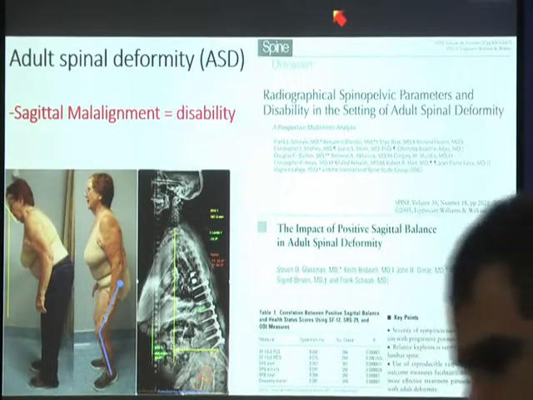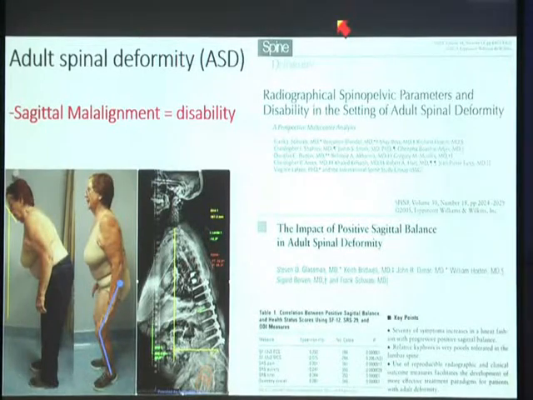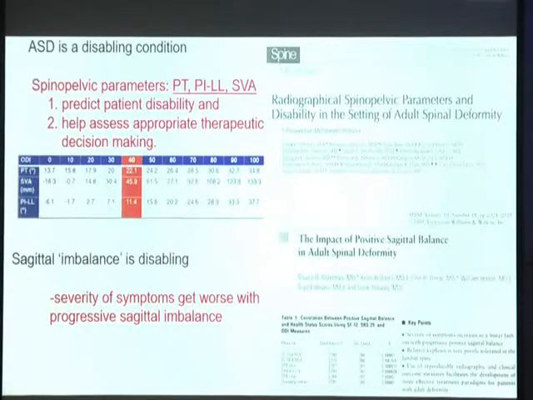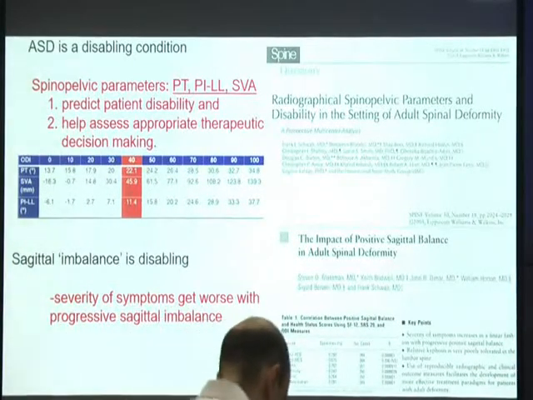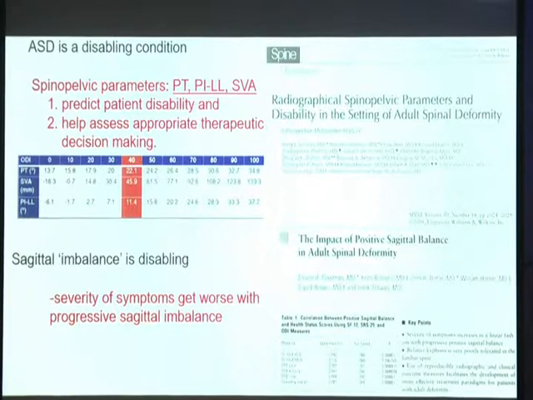Adult spinal deformity has come a long way, as has been demonstrated, and now we know that sagittal malalignment and disability go hand in hand. Landmark papers by Steve Glassman and a lot of work by the International Spine Study Group led by Frank Schwab have shown us this. Spinopelvic parameters such as pelvic tilt, PI-LL mismatch, and SVA not only predict patient disability, but help us assess appropriate therapeutic decision making. And we also know that the severity of the symptoms gets worse with progressive sagittal imbalance.